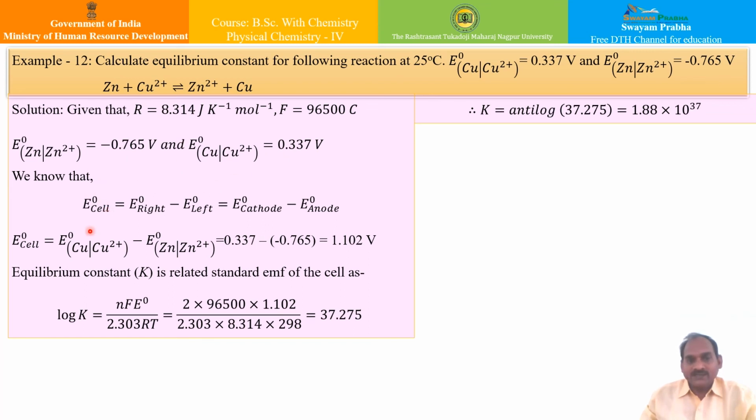Now we know that E cell is equal to E right minus E left, or EMF of cathode minus EMF of anode, and therefore if I substitute this value, I get the standard EMF of the cell as 1.102 volts. Therefore I can calculate the equilibrium constant, which is related to the standard EMF of the cell as log K is equal to nFE standard upon 2.303 RT. If I substitute all the values, I get log K is equal to this, and therefore K is equal to the antilog of this, which comes out to be 1.88 into 10 to the power 37. So this is how we can calculate the K.